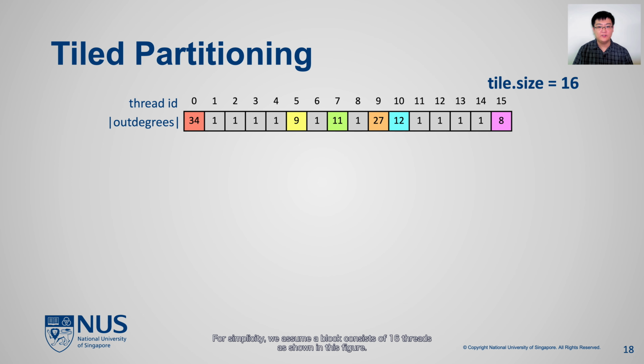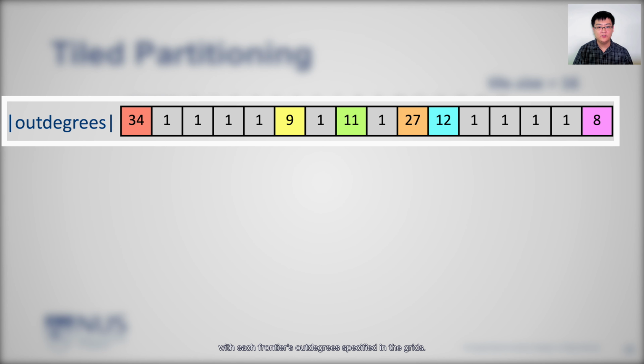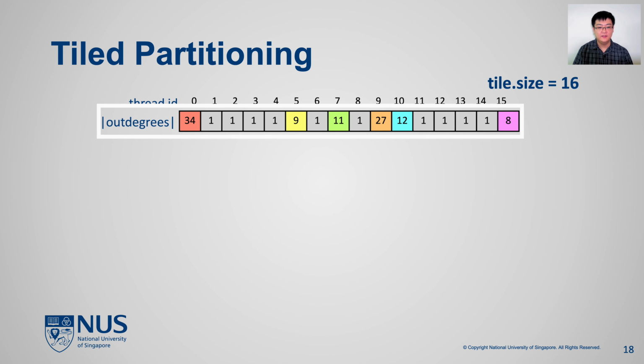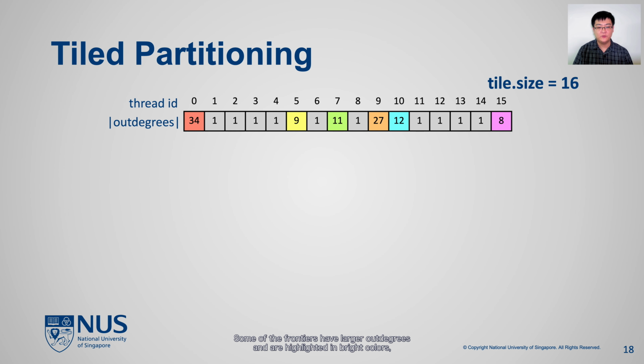For simplicity, we assume a block consists of 16 threads, as shown in this figure. Each of the 16 threads in this block is assigned one frontier, with each frontier's out-degree specified in the grids. Some of the frontiers have large out-degree and are highlighted in bright colors, whereas the rest of the frontiers in gray have only one out-degree. In the beginning, all 16 threads in the block form one tile. Therefore, the red thread and the orange thread will join the election due to their neighbor size being larger than the tile size, that is 16.